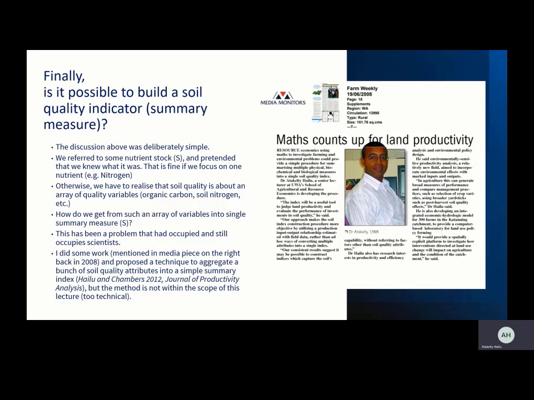And this article in Farm Weekly came out in 2008 when I was starting to work on this, but 4 years later there was an article published in the Journal of Productivity Analysis called a Lowenberg-DeBoer Soil Quality Indicator. Now there is a PhD student in our school doing a similar thing, but using data from Pakistan. But it's possible to use mathematical models to construct soil quality indicators. So I thought I would just finish off with that one.